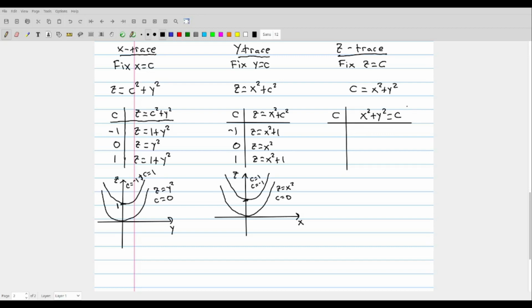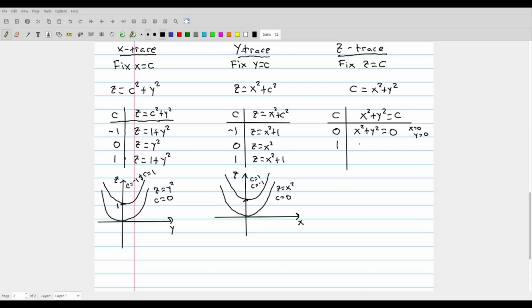And let's look at it. So we aren't going to have any negative values of c because there's no way of taking two real numbers, squaring both of them, and adding them together to get a negative value. But we will get c equals 0, x squared plus y squared equals 0. There's actually only one point that satisfies this relationship, or this expression. That's the origin. That's when x equals 0 and y equals 0.